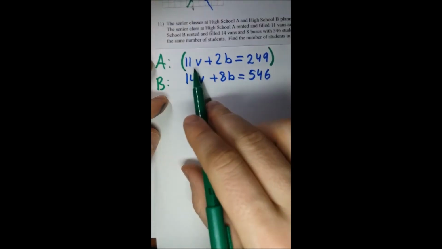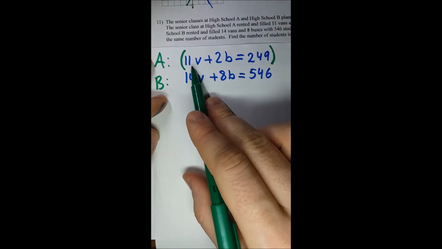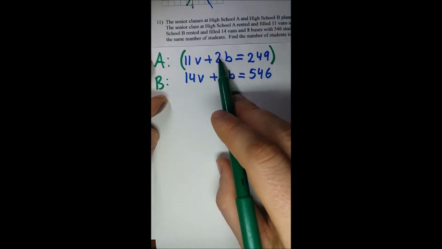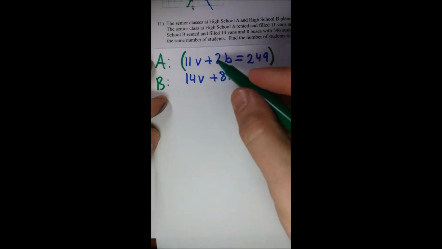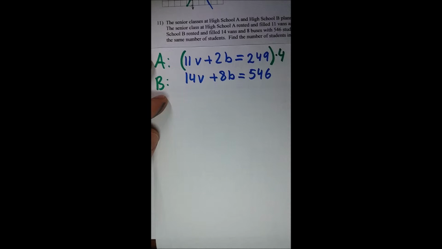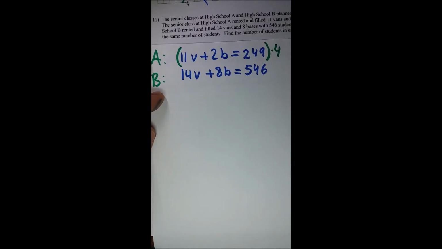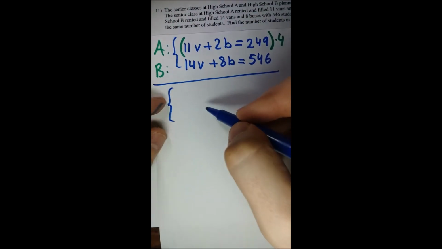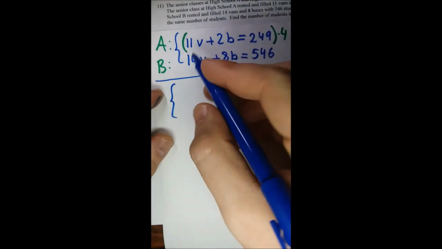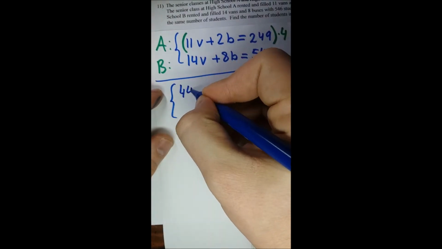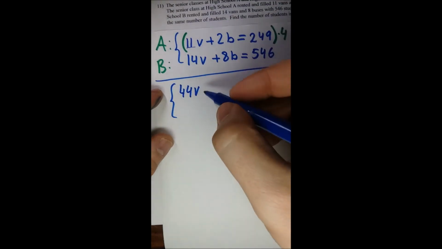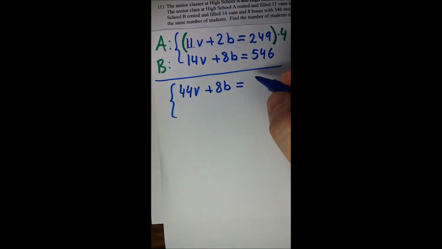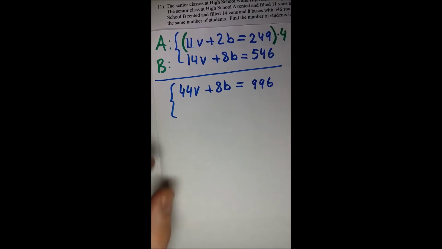So here's the top equation. Look, 11 and 14, there's not much they have in common. We need to find something that they have in common. In here, 2 and 8, we can make 2 look like 8 by multiplying everything by 4. Okay, and this is what happens. Just watch what happens right now. So 11 times 4, 11v times 4 turns into 44v. Okay, we're talking about just the top equation here. Plus 8b equals, and now we're gonna have 249 times 4 equals 996.